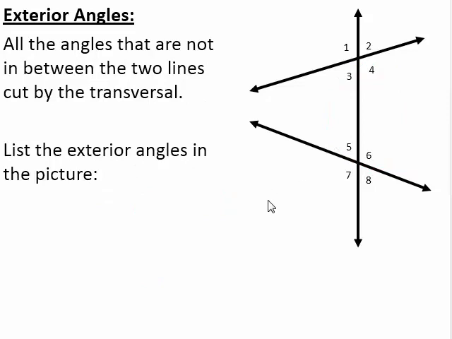Exterior angles are all of the angles that are not in between the two lines cut by the transversal. So list all the exterior angles in the picture. All the exterior angles are angle 1, angle 2, angle 7, and angle 8.